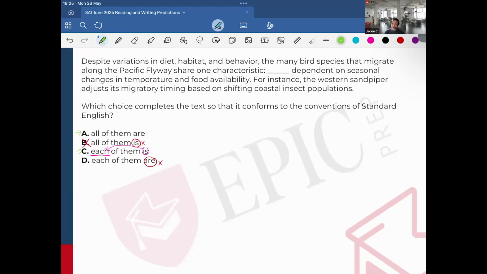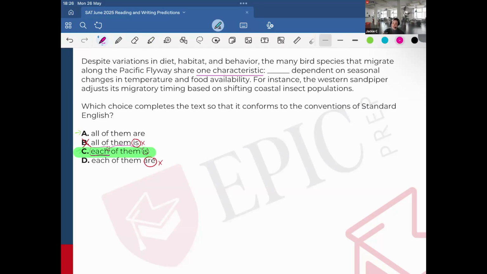So the reason why I say it's a good one is because a lot of students will say it's A, all of them are, because that's the one that sounds good. And that's how we speak when we speak in English. But that's incorrect because here, they share one singular characteristic, and therefore I need to choose the singular option. Each of them is dependent on seasonal changes. So it's connecting to the singular characteristic.